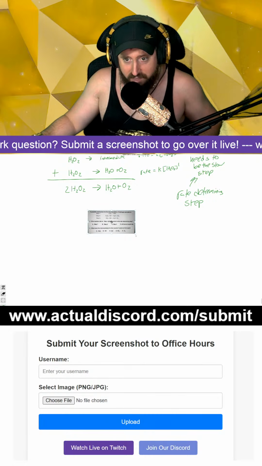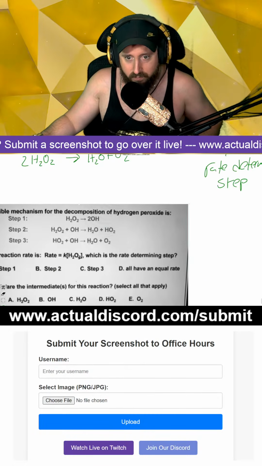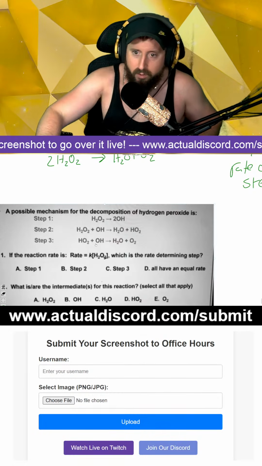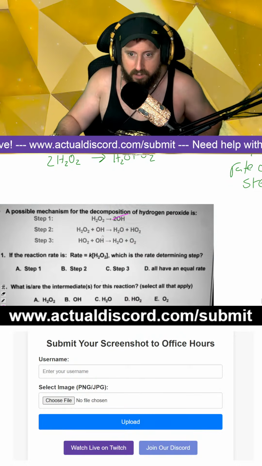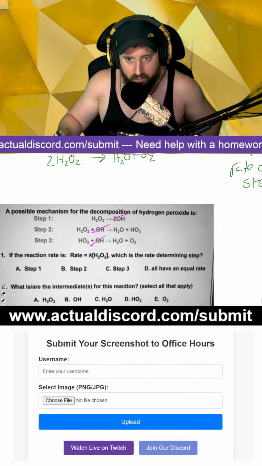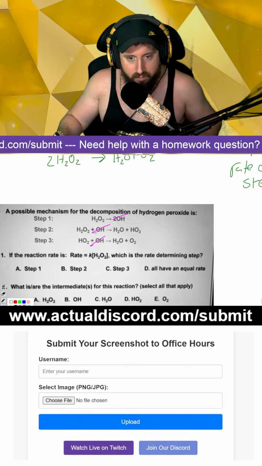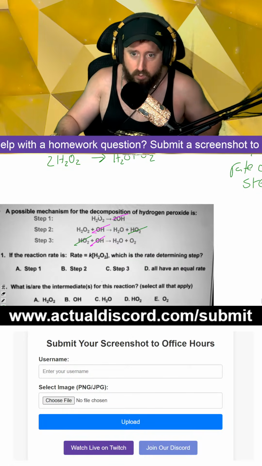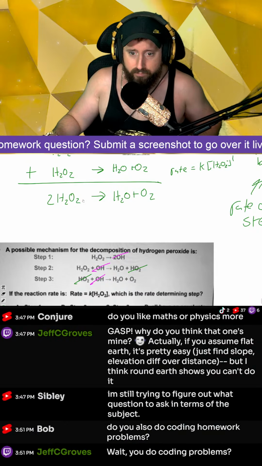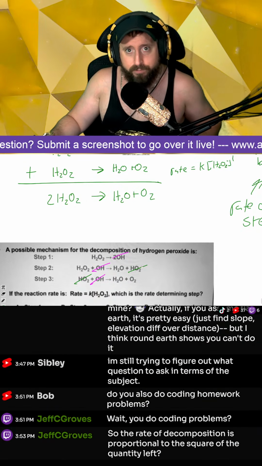So in this case, they claim it's a 3-step reaction. But look what happens, right? The two OHs here cancel out with the two OHs here. And then the HO2 cancels with the HO2 here. And then you get 2H2O2, and then O2 here.